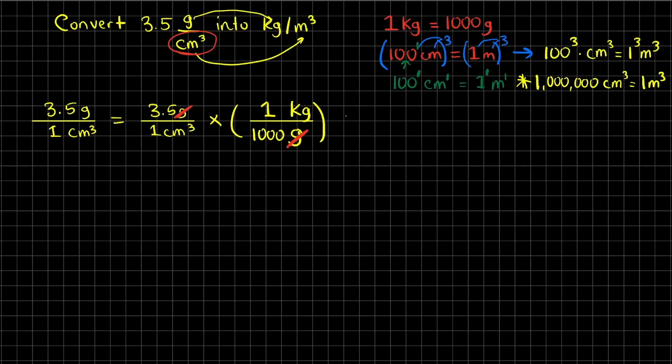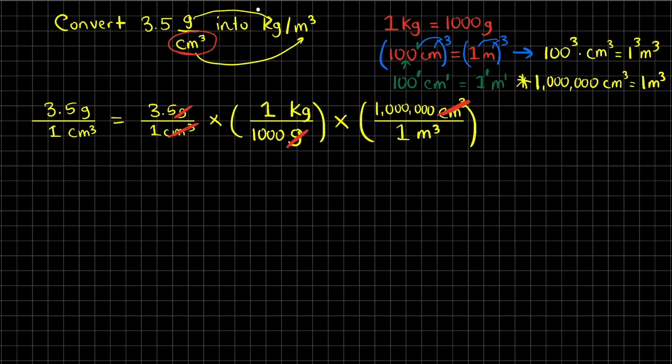And I'm halfway there. Next, I need to cancel out this cubic centimeter. And I know exactly how to do that now. Because I have cubic centimeters on the bottom, I must put cubic centimeters on the top. And I know my conversion factor right here. I know that if I have 1 million cubic centimeters, that's going to be equivalent to 1 cubic meter. And that's perfect because I can cancel out cubic centimeters with cubic centimeters.